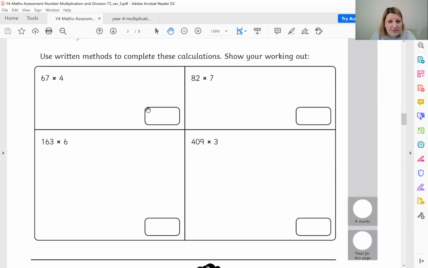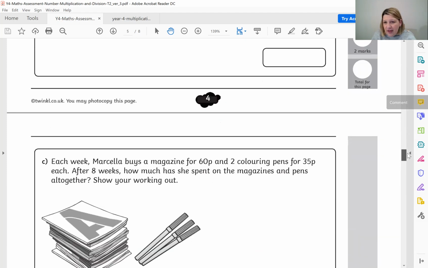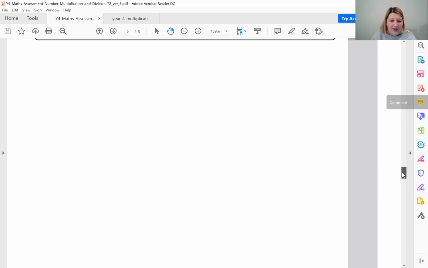Then you're going to use your formal written methods. Use written methods to complete these calculations. Do not just write the answer. Please, please, please, please, please. You normally do this to me in assessments. Don't just write the answer. Please show your working out. Please. Okay, so you're going to do your working out, and then there's some word problems. I know your favorite thing in the world to do, word problems. Work out what the key information is and then work out the answer.